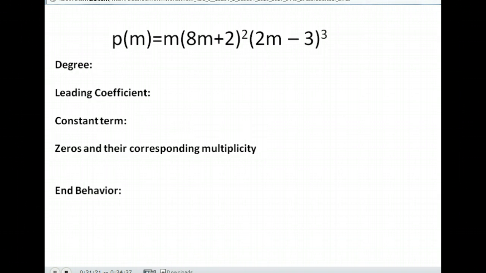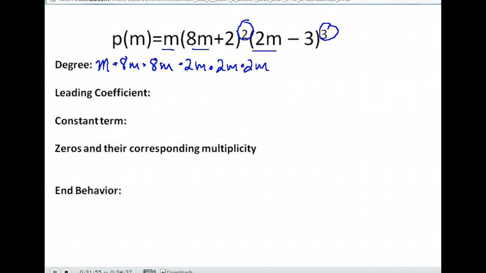All right, one last question. Okay. Let's find all of these things and give ourselves a sketch. So the degree, again for the degree, you take the largest degree from each of those factors. If it's not factored out, you just take the largest degree, but this is factored, so we have to do some multiplication. So we'll have m times 8m, and that one happened twice. And then we had a 2m 3 times. And the way I know the 8m was twice because of that squared, and the 2m was 3 times is because of that third power.